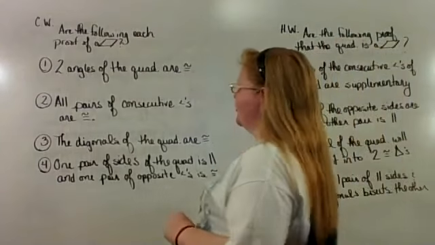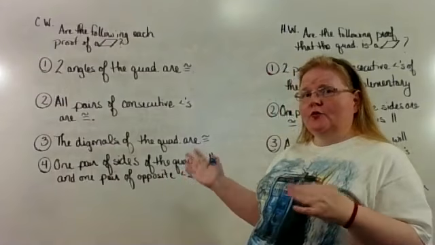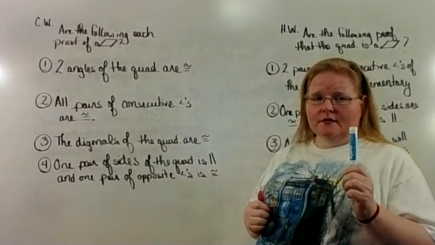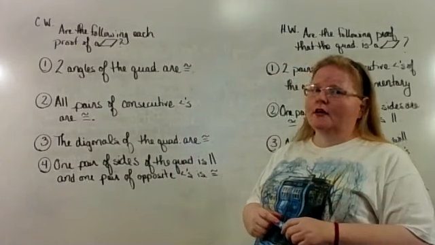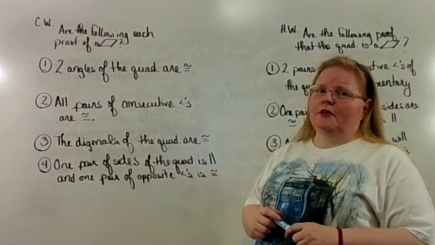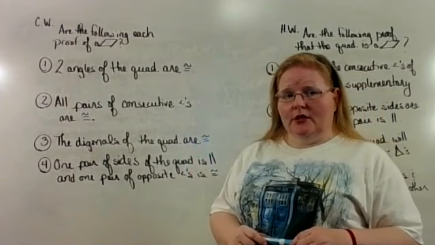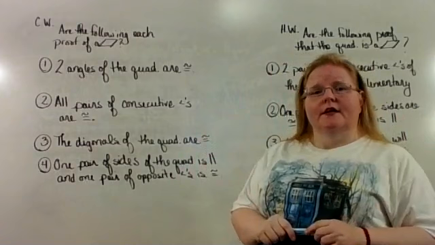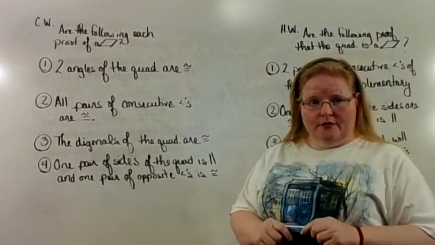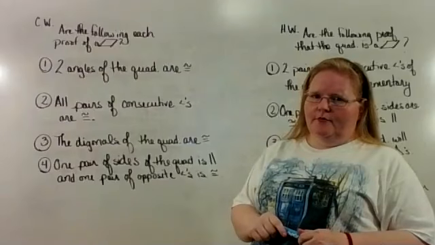For the classwork, basically it goes like this. You read it, you see if it will give you a parallelogram, not could you get one out of it, because you can always get one. But does it have to be a parallelogram because of the information they give you? And if it does have to be a parallelogram, then great, you say yes. And if it doesn't have to be a parallelogram, then you have to give a drawing of the figure that would be true that is not a parallelogram.